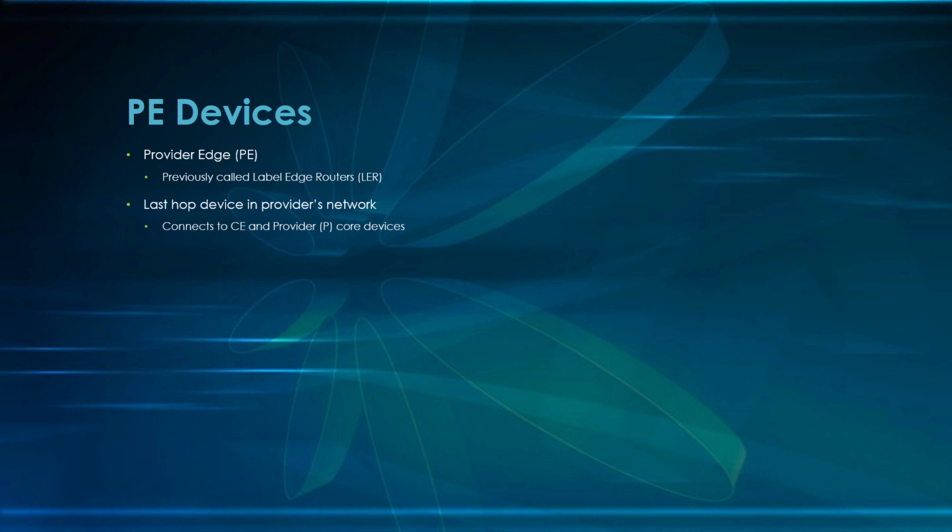Then you get the PE device. This is the provider edge, or sometimes referred to as the label edge router. You might hear me refer to that, where these guys are the last hop device in the provider's network. So the provider edge is definable by what it connects to. If it connects to a customer and a provider core, it's a provider edge, or the PE.